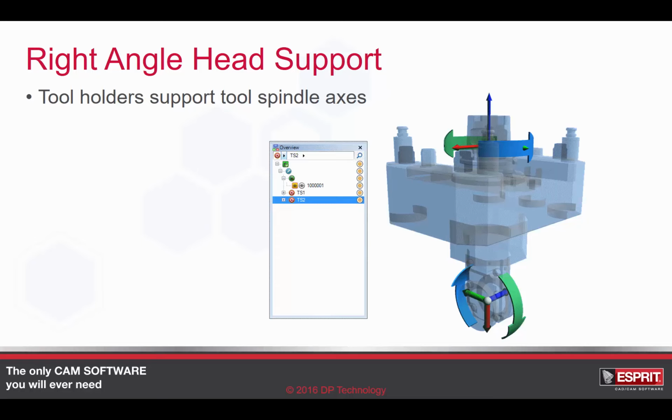Well, if you look at the holder GDML file, we now can include tool spindle axes. In the first example that we're going to look at, we have 2 tool spindle axes, TS1 and TS2, and those are on either side of my head there. And I'll show you how we specify that in the machine tool builder and how we use it inside of ESPRIT.